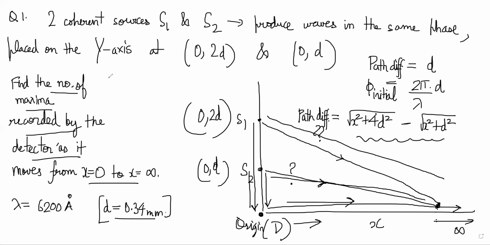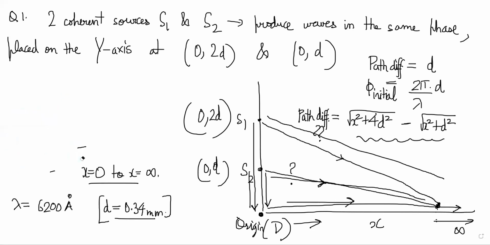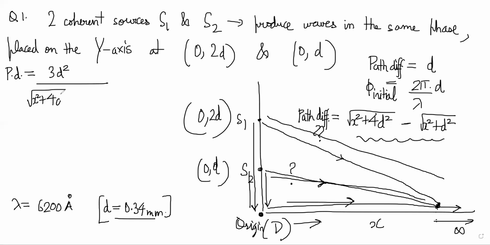In order to do that, let's mathematically analyze this quantity. The path difference is this thing, and if you multiply by the conjugate, you will get on top 4d square minus d square, so 3d square, by root over x square plus 4d square plus root over x square plus d square.